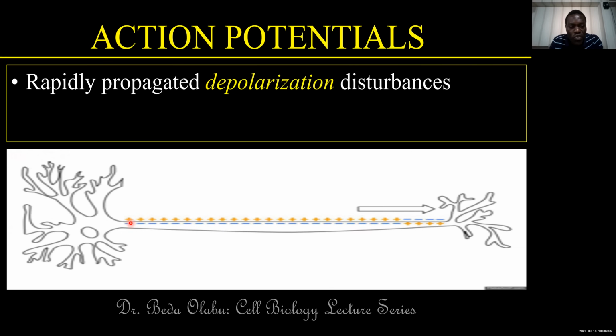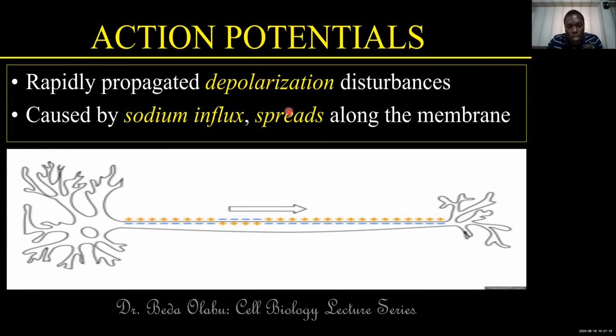In this one, it's moving from this region, the cell body of the neuron, along the axon to the end of the axon. It's a depolarization disturbance, and it is propagated rapidly from one end to another. Those are action potentials. What causes action potentials? Action potentials are caused by sodium influx. The other ion that can also cause action potential is calcium influx, but let's not talk about calcium for now. For now, let's just focus on sodium.